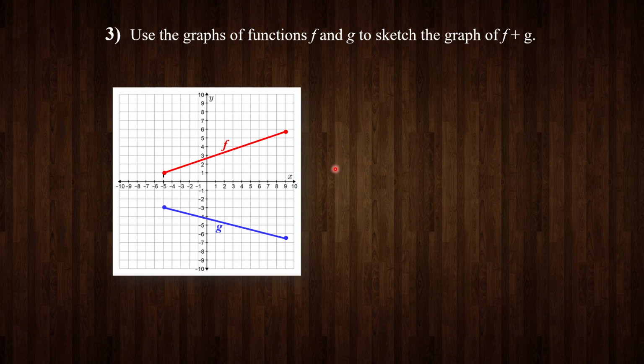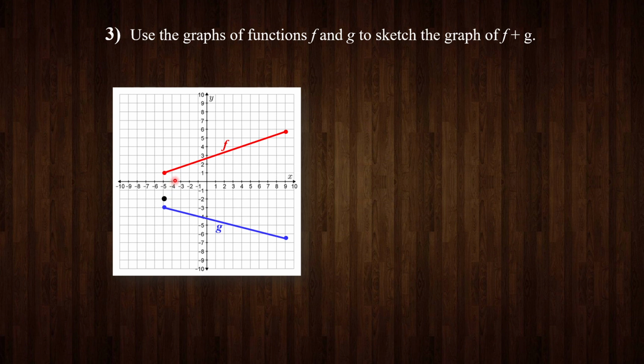So for example, take a look right here. These are nice points to use because you can easily read the y values. So when x is -5, f has a value of 1, and g has a value of -3. Now 1 + -3 is -2, so we can put a point at -2, still at an x value of -5. That's our sum right there.